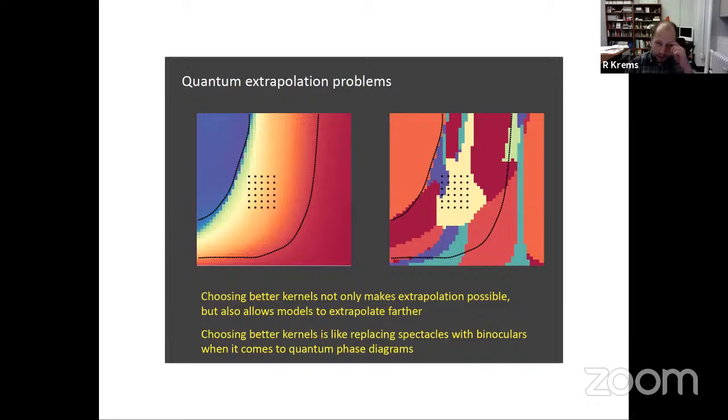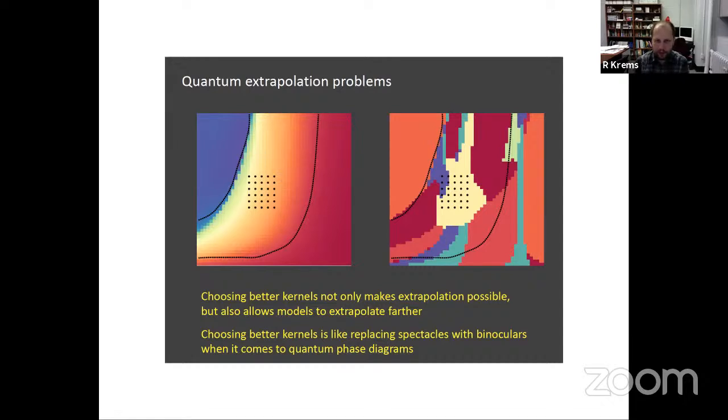Okay, this is again the zoomed, enhanced view of one of the two plots from the previous slide. I just wanted to show it to illustrate that choosing better kernels not only makes extrapolation possible, but also allows models to extrapolate farther.